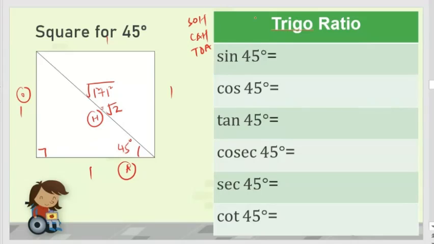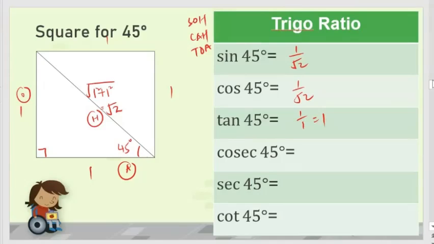Sine is opposite over hypotenuse, 1 over square root 2. Cos is adjacent over hypotenuse, 1 over square root 2. Tangent is 1 over 1, equal to 1.